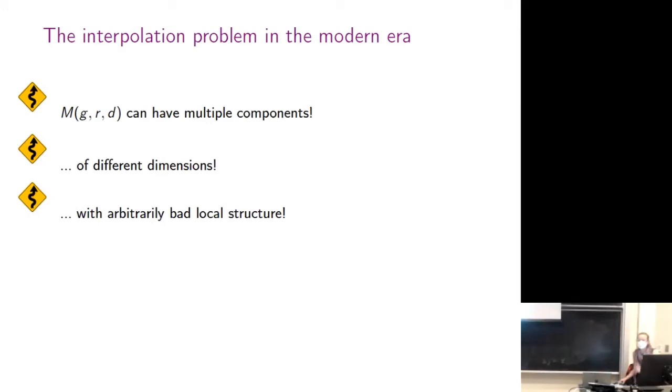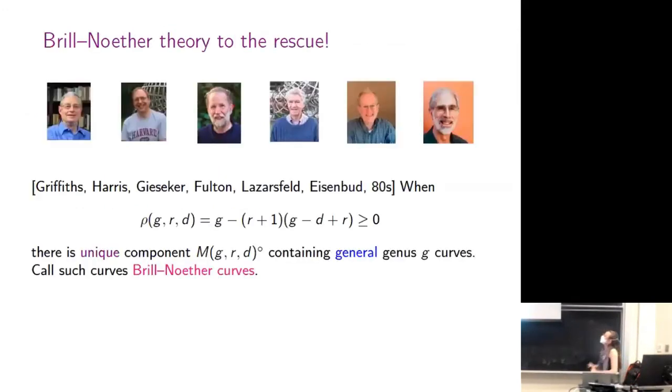And well, I wouldn't be here if it was totally doomed to failure. So there's a solution, and the solution is Brill-Noether theory. This is, I think, a really beautiful subject that illustrates the combined effort of many different mathematicians in the 1980s. So Griffiths, Harris, Gieseker, Fulton, Lazarsfeld, and Eisenbud, to name a few, go into what I want to write here. So let me first say what we're going to do.